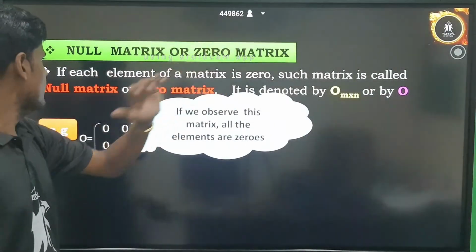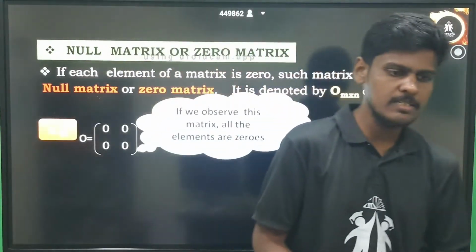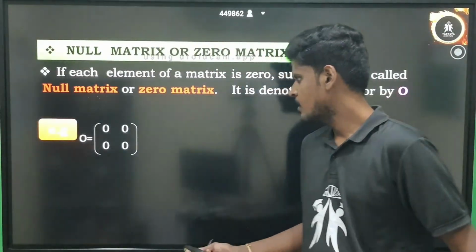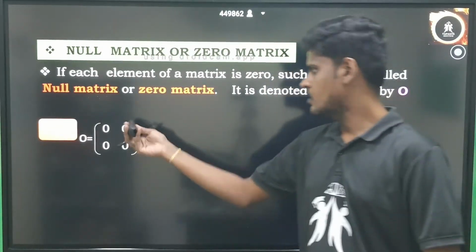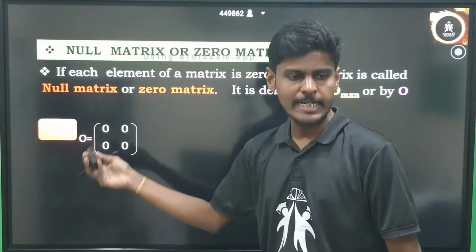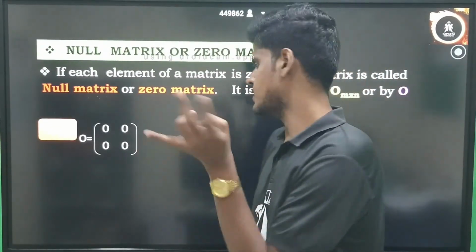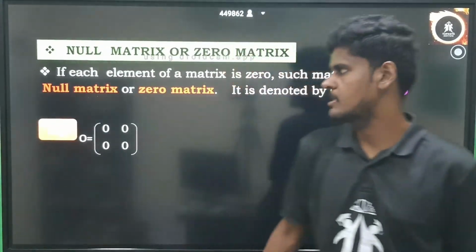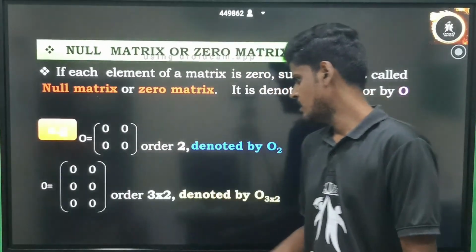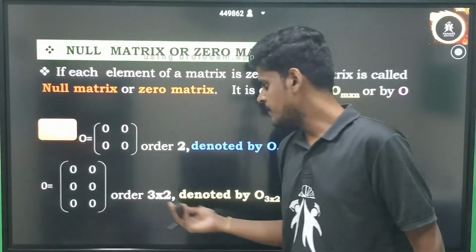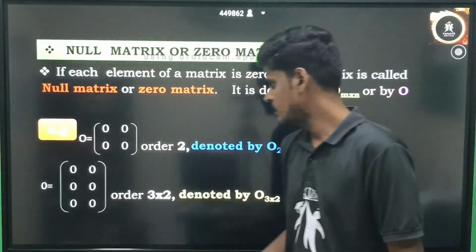If each element in the matrix is 0, such a matrix is called a zero matrix. We just write O or 0, that is a zero matrix. We write O2, that is zero matrix of order 2. O3, zero matrix of order 3, or simply write 0, that is zero matrix. This is O 3 by 2, that is zero matrix of order 3 by 2.